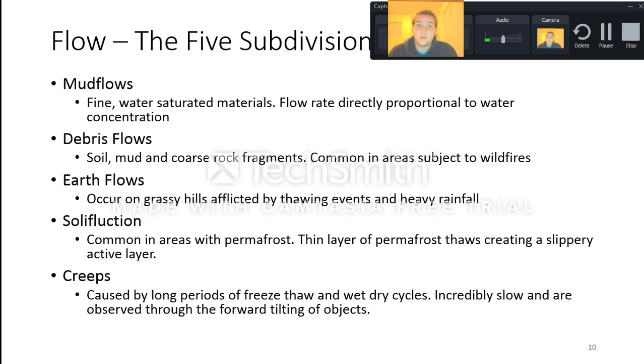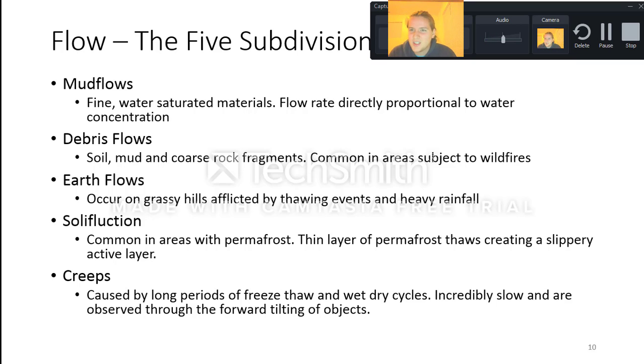Now, mud flows consist of water-saturated materials that are very fine, granulated materials like silt, and they flow much more rapidly than any of the other types of flow mechanisms that we can see here. They're typically generated through periods of dryness followed by heavy rainfall, which causes things to slip and slide down a slight slope.